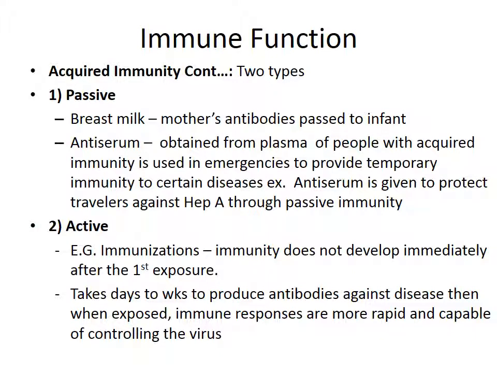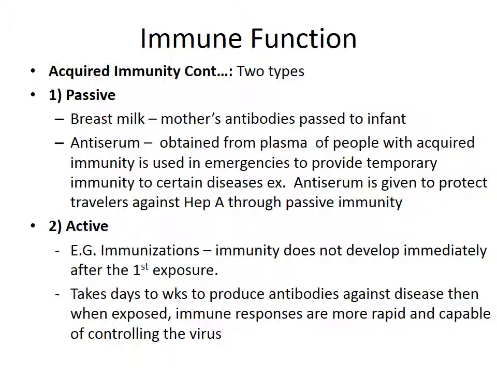There are two types of acquired immunity, and they are passive and active. Passive immunity is found in breast milk, as the mother's antibodies are passed to the infant, and antiserum is obtained from the plasma of people with acquired immunity and is used in emergencies to provide temporary immunity to certain diseases. An example is that antiserum is given to protect travelers against hepatitis A through passive immunity.